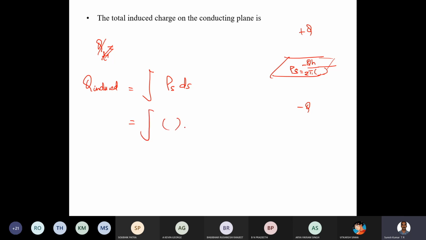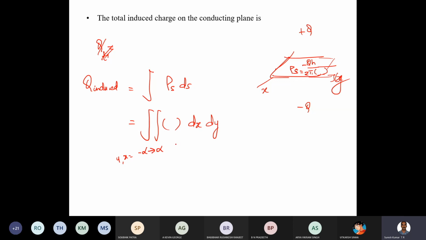So rho s we have calculated in the previous slide. Now we need to find ds. What is ds? The surface area ds is dx into dy. So this is y and this is x. So dx into dy. And what is the integral limit? It is infinite, right? So x equal to minus infinity to plus infinity.